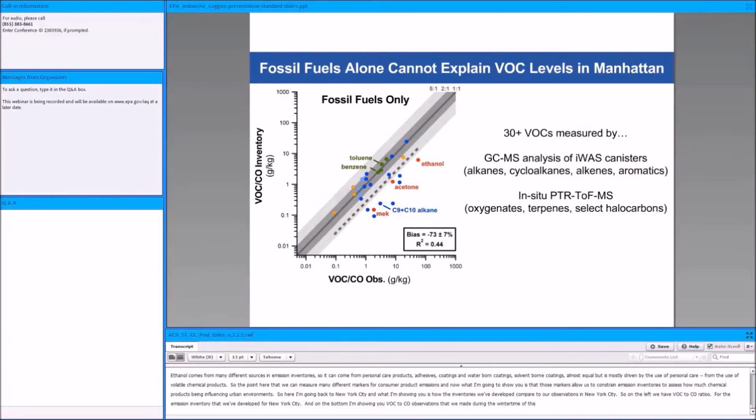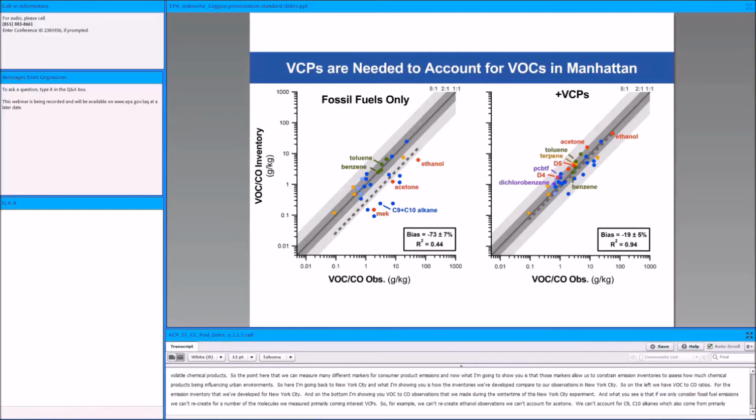What you see is that if we only consider fossil fuel emissions, we can't recreate the observations for a number of the molecules that we measured, primarily coming from VCPs. For example, we can't recreate ethanol observations. We can't account for acetone. We can't account for the C9, C10 alkanes, which also come primarily from consumer product emissions. Now, if we include the VCPs into the emission inventories, you can see that we can start to recreate the observations very well. We can account for most of the ethanol that we observed. And then we can also account for all of these tracers that I showed you earlier.